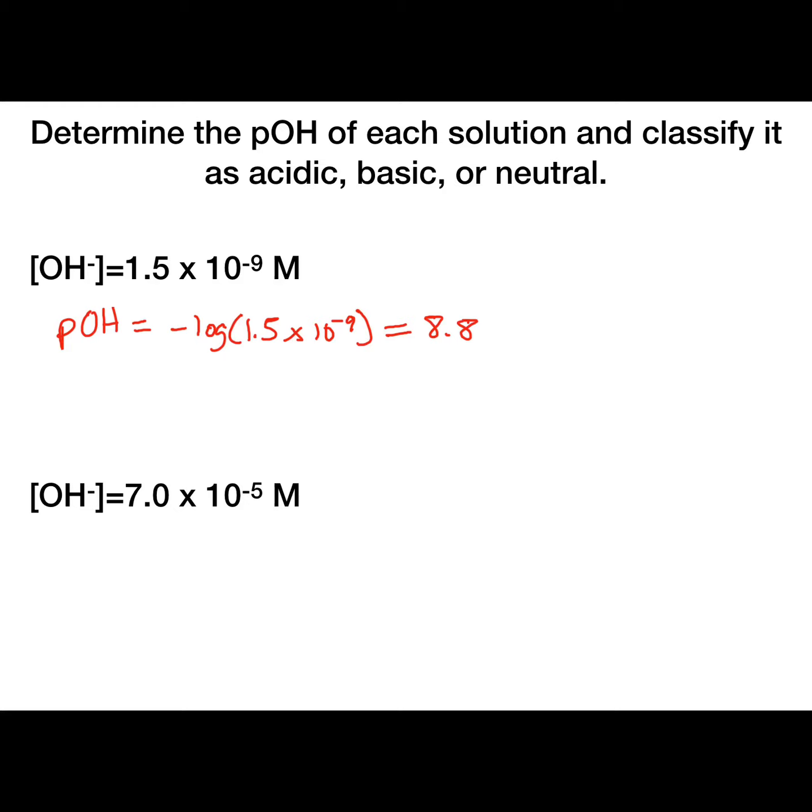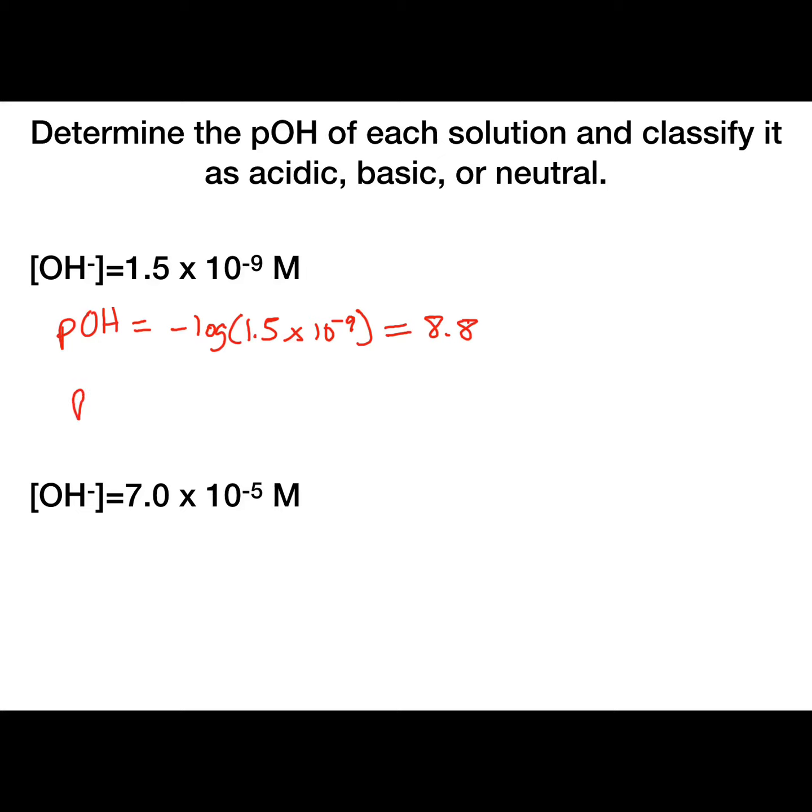Now, remember, always times it by -1 at the very end. Do not put the negative sign first. So the pOH is 8.8. So in this case, since the pOH is 8.8, we can then determine what the pH will be. And then from there, we can decide if it's going to be an acid, a base, or neutral.